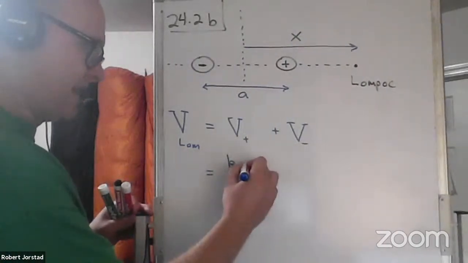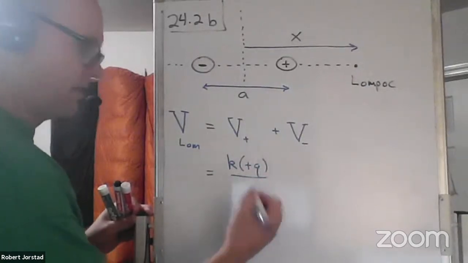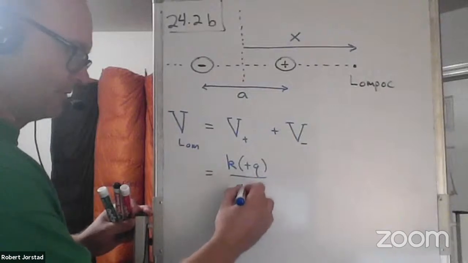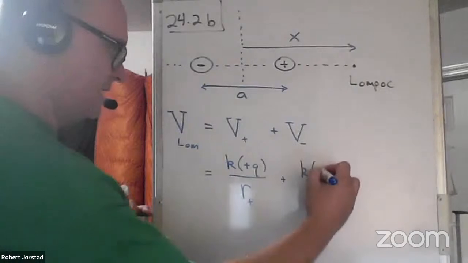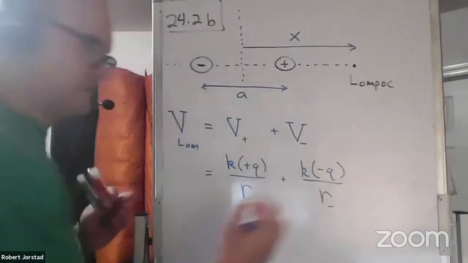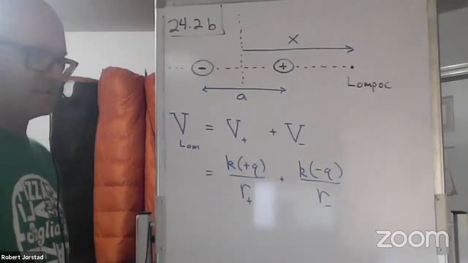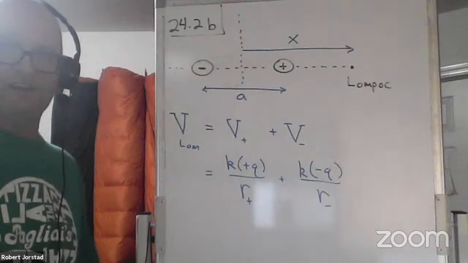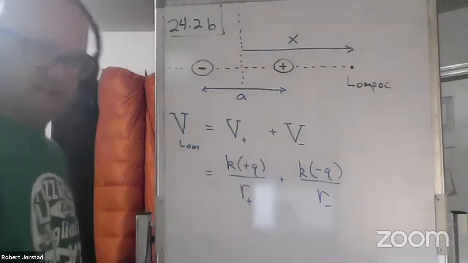So that's going to be K plus Q over radius plus, K minus Q all over radius for the minus. So you'll see me kind of do this in the workbook sometimes in the solutions. What I'll do is if I have a plus charge and a minus charge, instead of calling them 1 and 2, sometimes I'll say plus and minus as the subscripts.